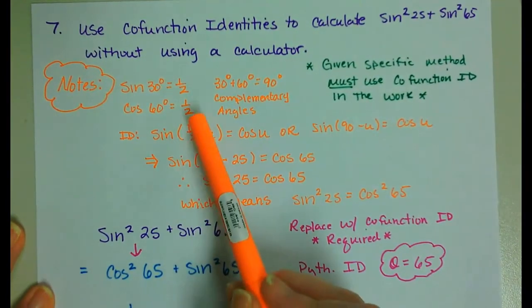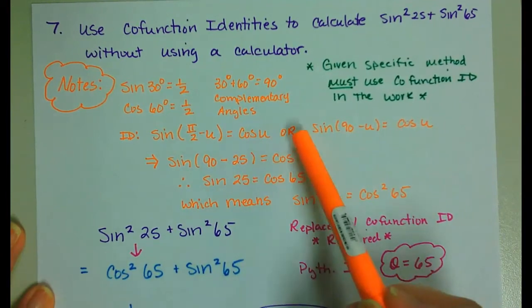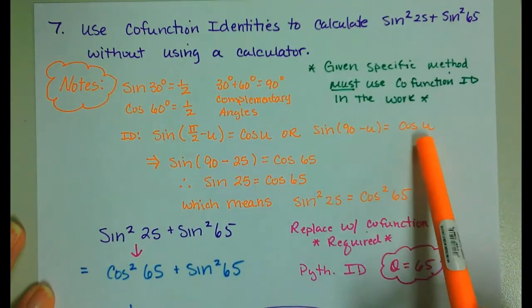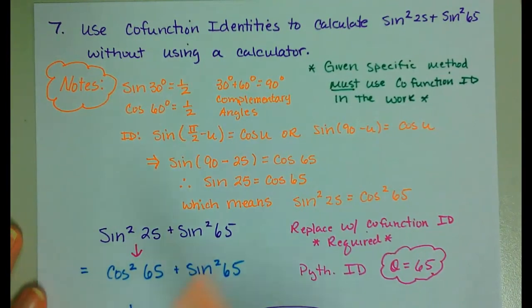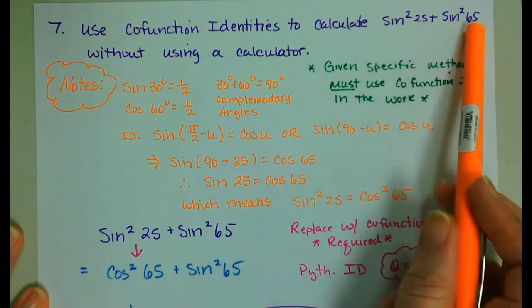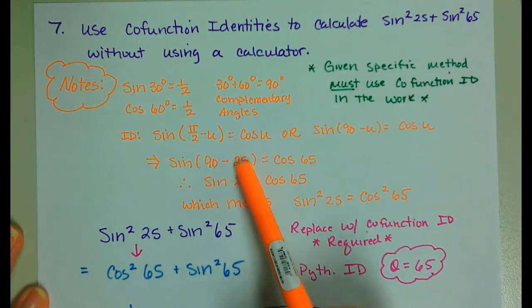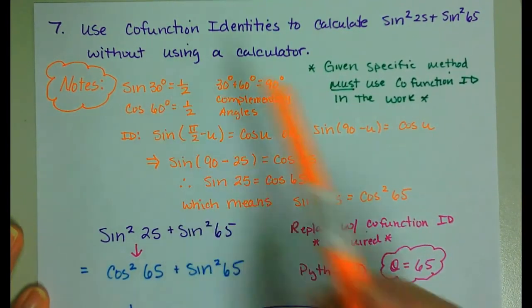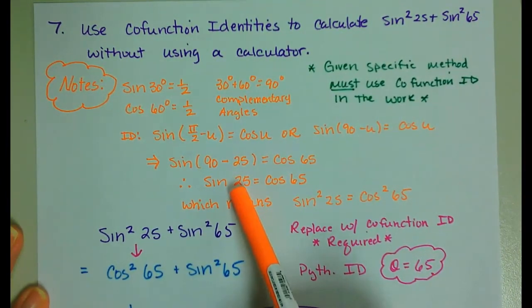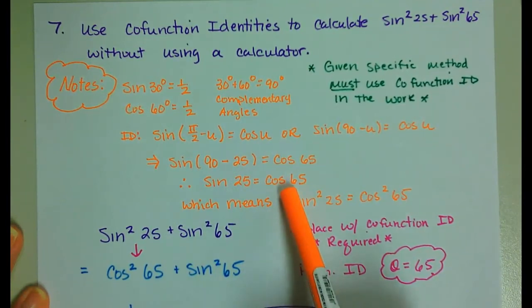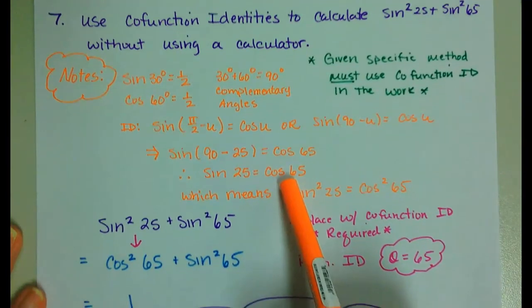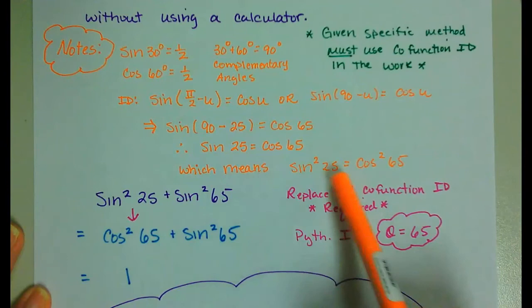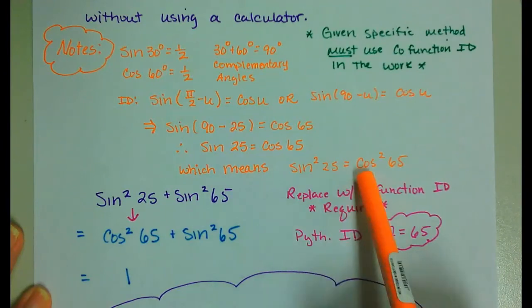So that's where that cofunction identity kind of comes from. So we have sine of pi over 2 minus u equals cosine u, or you could think of it as sine of 90 minus u equals cosine u. Depends on units that you're using. So in my case, I'm using the 25 and the 65, so I'm going to say 90 minus 25 gives me cosine of 65. So according to my knowledge right here, what that means then is sine of 25 degrees gives me the same value as cosine of 65 degrees. All right, so that means if I think about it in terms of squares, sine squared theta is equal to cosine squared theta.